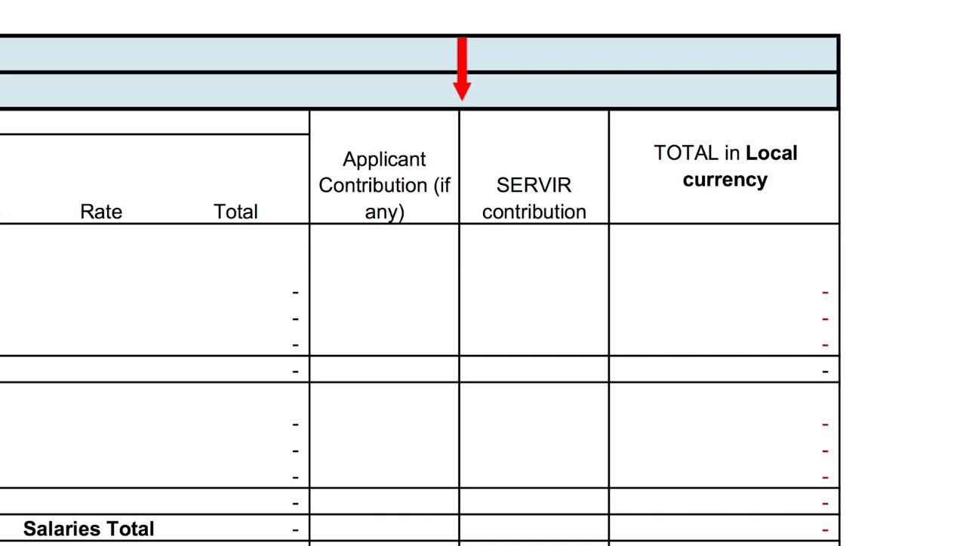One thing to note are the columns for applicant contribution and Severe contribution. If your organization is planning to contribute to the grant in some way through covering, for example, labor costs, please separate the applicant portion and the Severe portion in these columns. Applicant contribution is not required, but is a way for applicants to demonstrate that they are committed to the grant's activity.